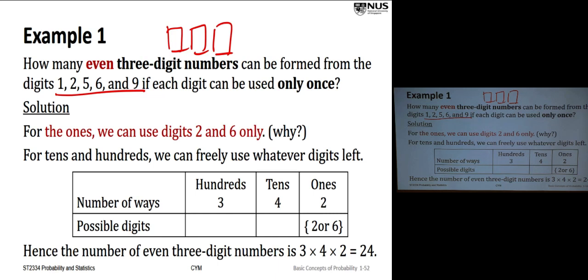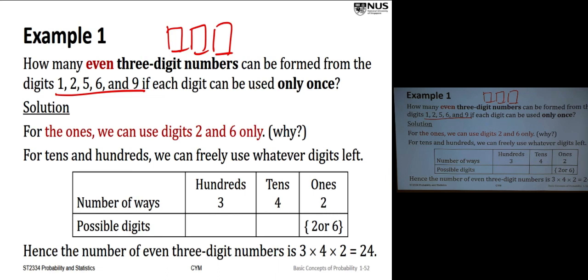There are 3 conditions. I already fixed one, the 3-digit number, so I treat it as 3 boxes. And what else? What are the conditions that I must fulfill? Even number, use it once. 2 more conditions. In fact, there are 3: 3-digit number, even number, and also each digit can only be used once.